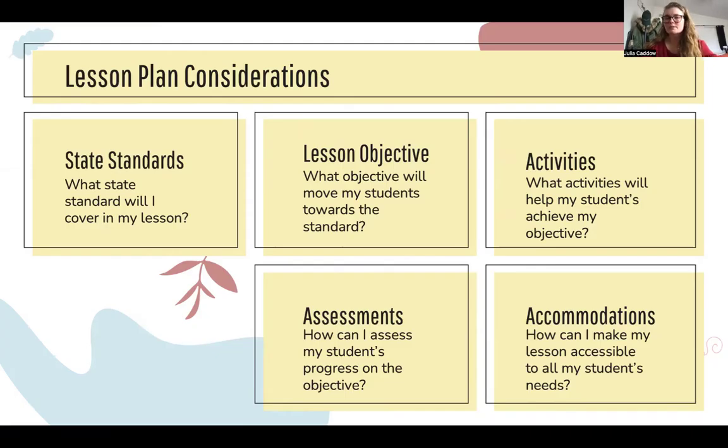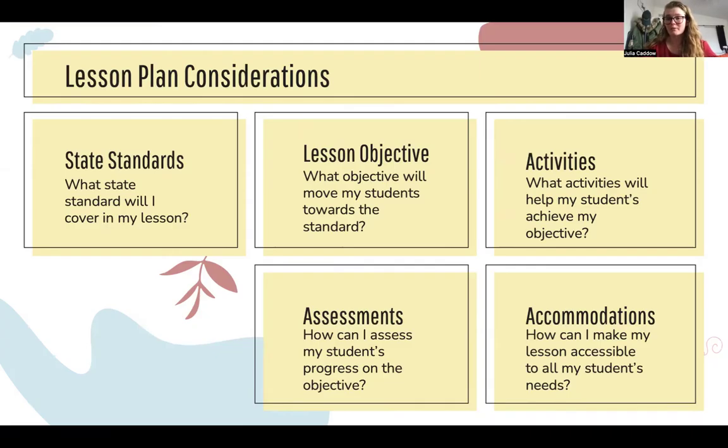And last, while we're designing lesson plans, we always want to keep in mind accommodations. So as soon as we have kind of developed our lesson plan, we want to look back through. What students do I have and what accommodations do they need? Do I have students with learning disabilities?